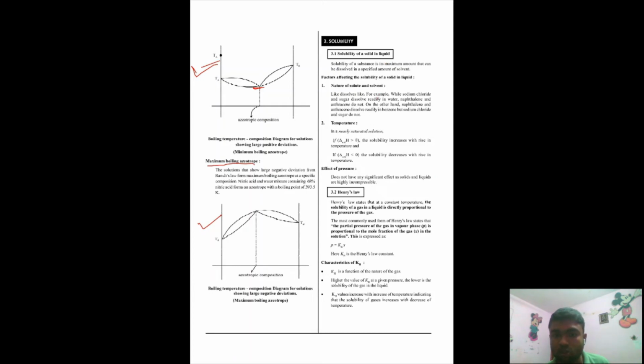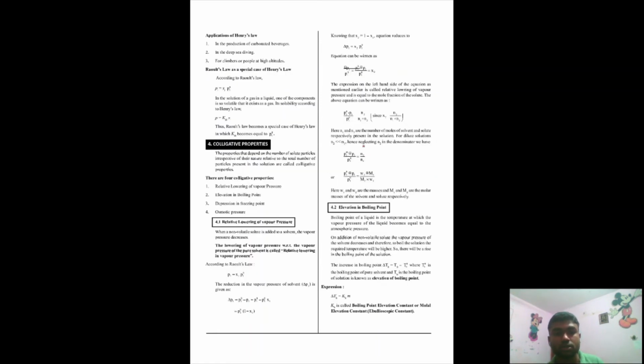Solubility is another important concept. How different parameters affect solubility is also an aspect. Henry's law is very important to understand. But yeah, the Henry's constant is important. And then we come to colligative properties. There are 4 colligative properties here, as you can see: relative lowering of vapor pressure, elevation of boiling point, depression of freezing point, and osmotic pressure.